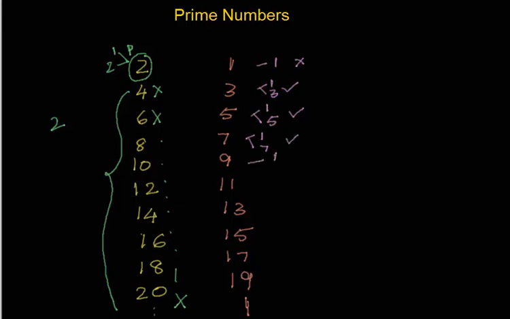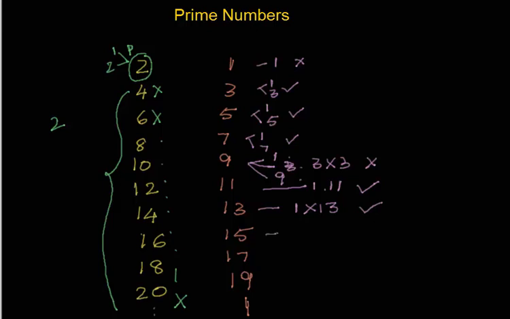9 has 1 and 9. In addition to that, 9 can also be written as 3 into 3. So 3 is another factor of 9. So totally 9 has 3 factors. That means it is not a prime number. 11 has 11 and 1. These are the only 2 factors. So 11 is a prime number. Similarly, 13 has 1 and 13. So it is a prime number.